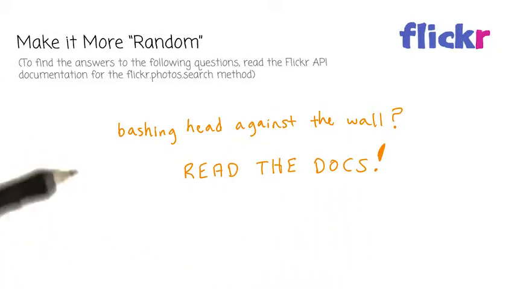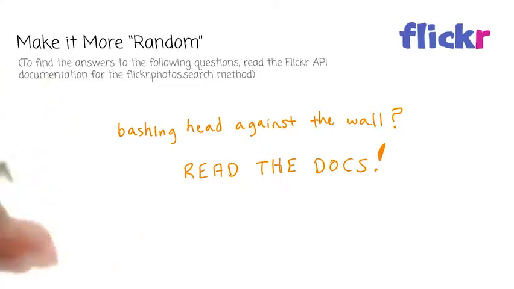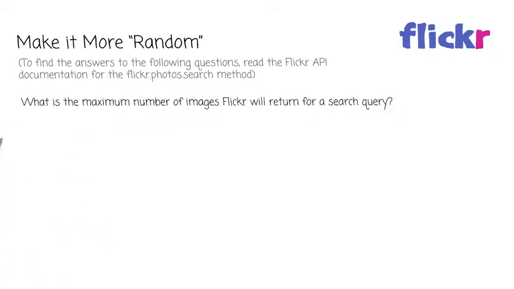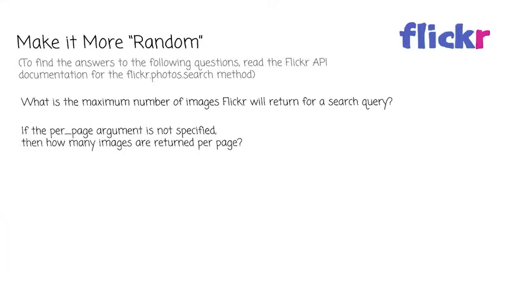So I've already solved the problem ahead of time, but I'm going to have you look through the documentation and answer the same questions and gather the same information that I did in order to come up with the solution. So the first question was, what is the maximum number of images that Flickr will return for a given search query? Then, if the per page argument's not specified, how many of the images are actually returned per page?